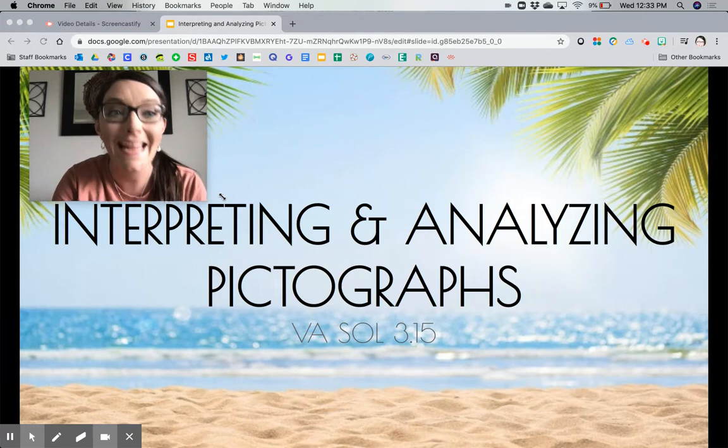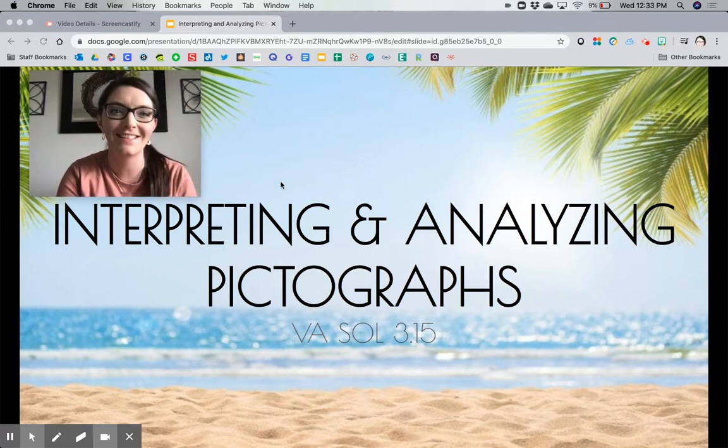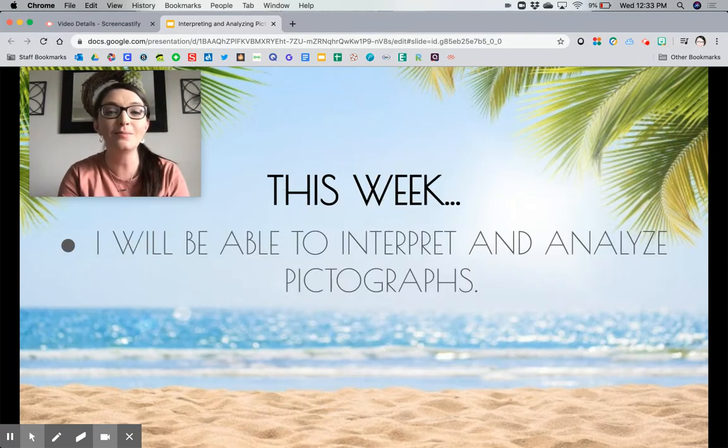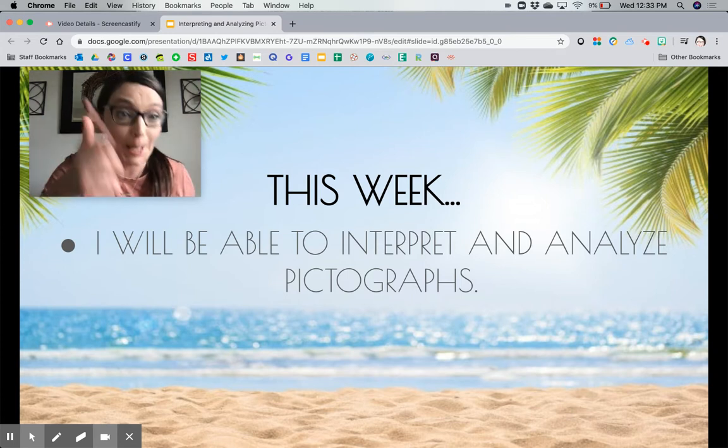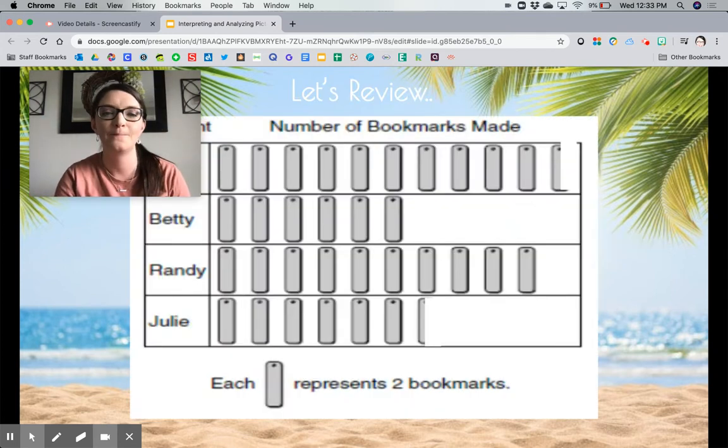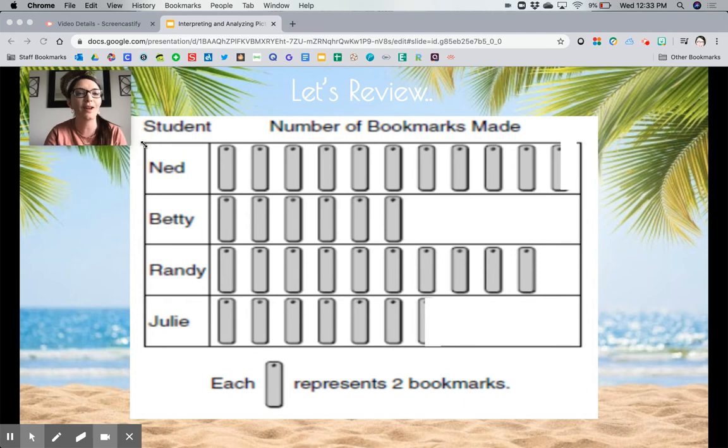Interpreting and analyzing pictographs. This week, we're going to be able to interpret and analyze pictographs. So let's review what a pictograph is. Pictographs are another way to show data that we've collected.